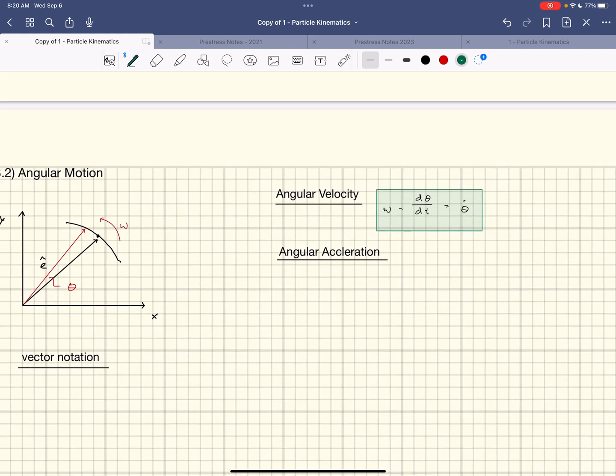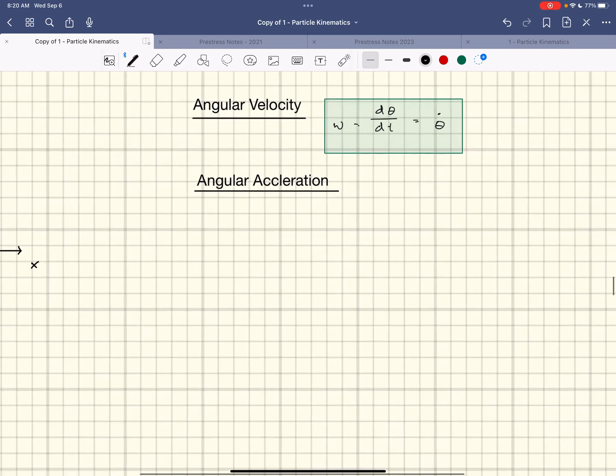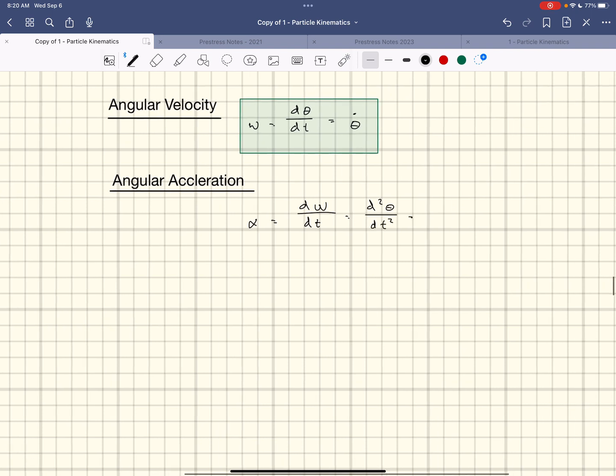The other thing that can happen too, right, is that omega can change, right? It can get faster, it can get slower, right? And so that is angular acceleration. How does that omega change? Right? That is what we call alpha. Alpha is equal to the time rate of change of omega, d omega dt. Right? Or that could be thought of as d squared theta dt squared, the second derivative of theta. This could be theta double dot, or this could be omega dot.